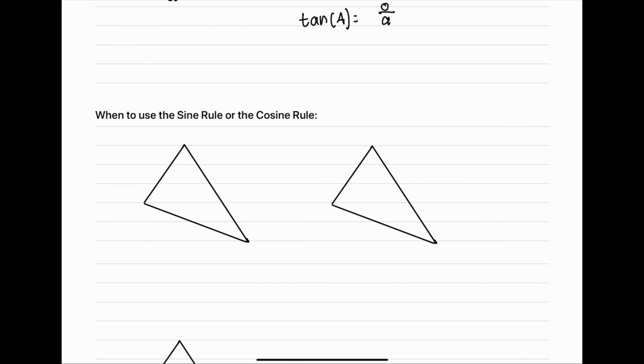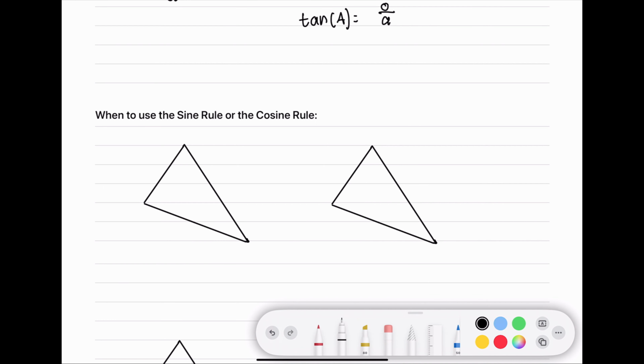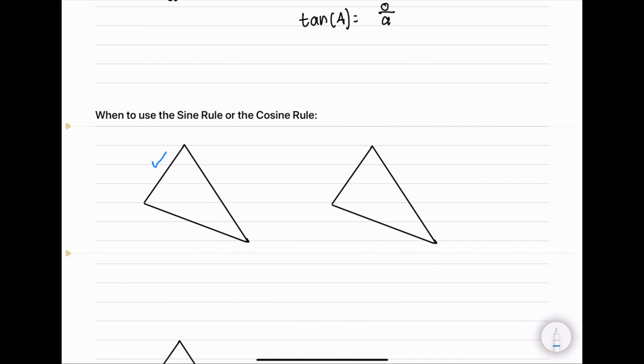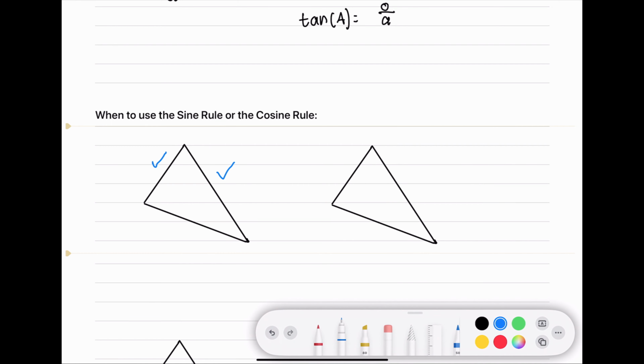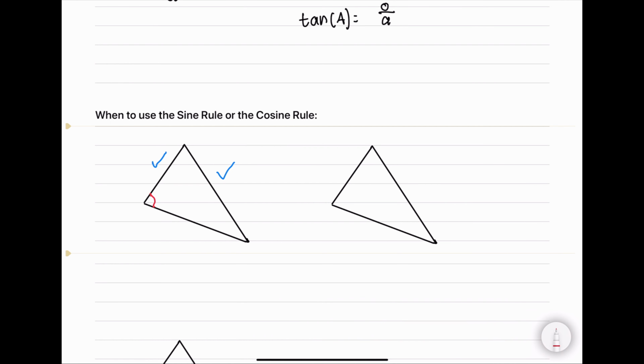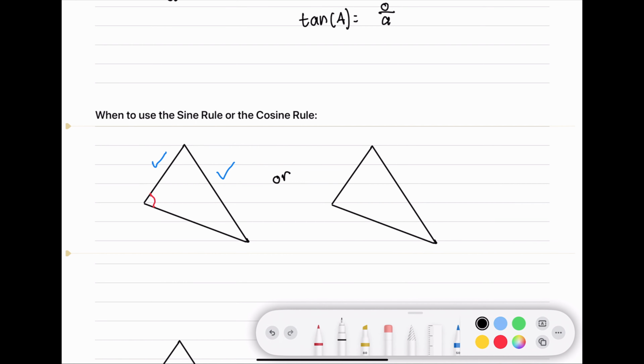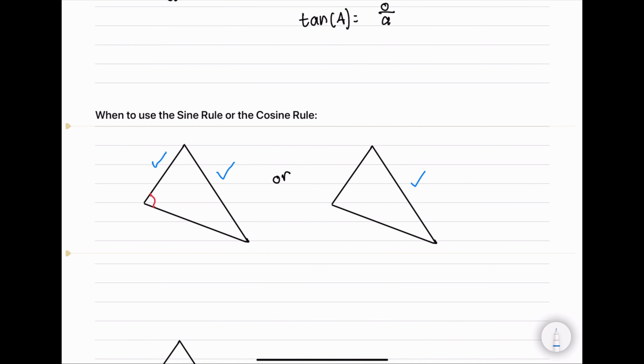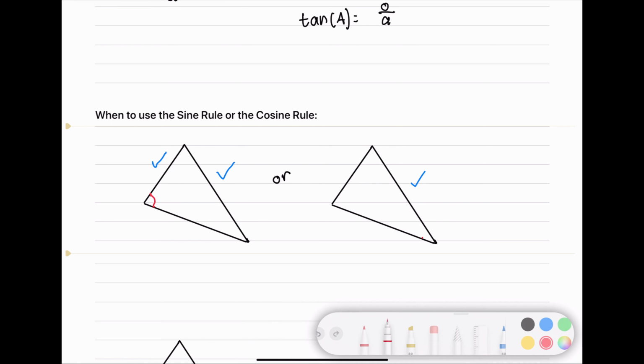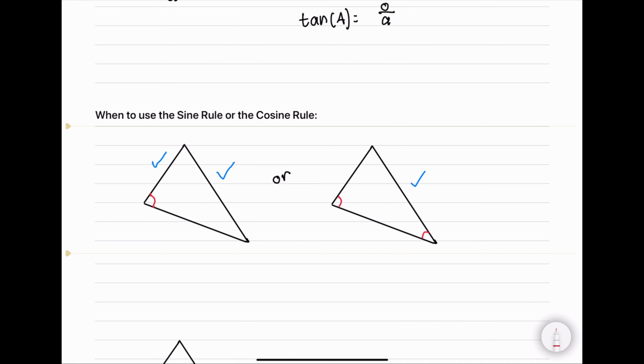So when to use the sine and the cosine rule. Let's say you have a triangle where you have this side and this side, and you have this angle. Or when you have this side and these two angles, which is basically a side and an angle opposite of the side, then you use the sine rule.